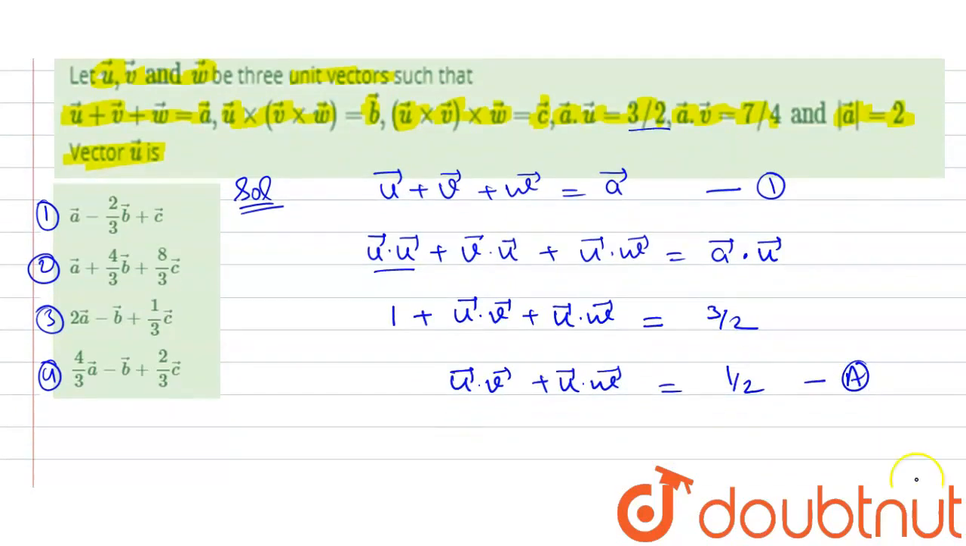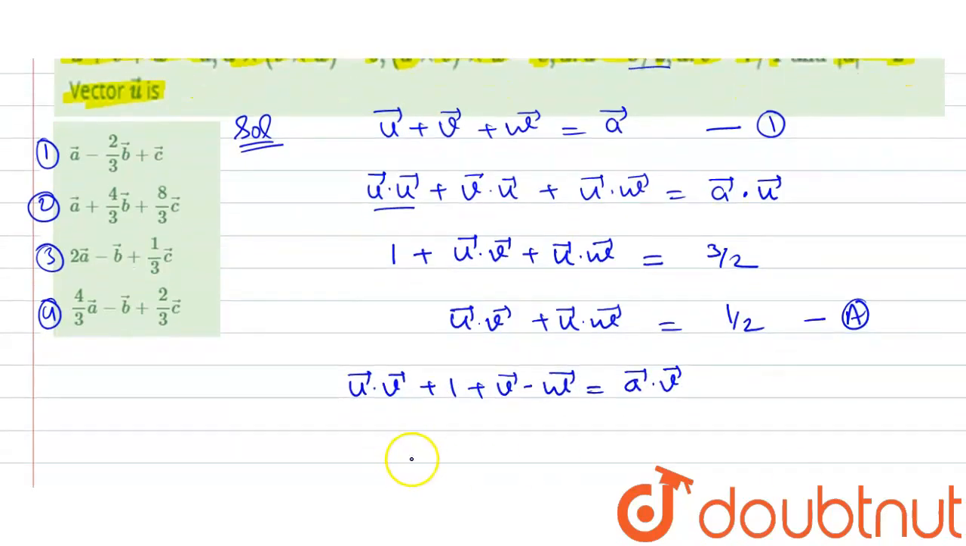Now I will take the dot product with v vector to the equation 1. So u vector dot v vector plus 1 plus v vector dot w vector will be equal to a vector dot v vector. A vector dot v vector is given as 7 by 4. So u vector dot v vector plus v vector dot w vector will be equal to 7 by 4 minus 1, which is equal to 3 by 4. Say this is your equation B.